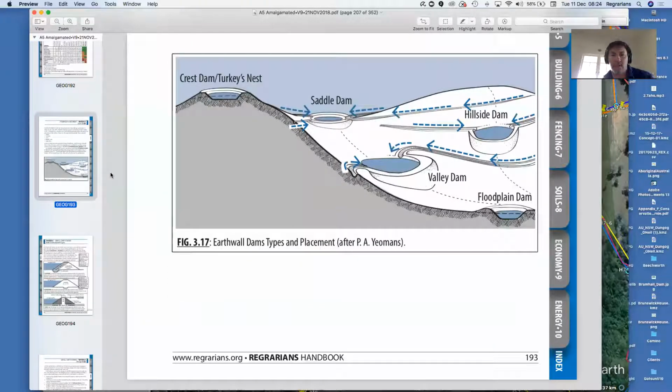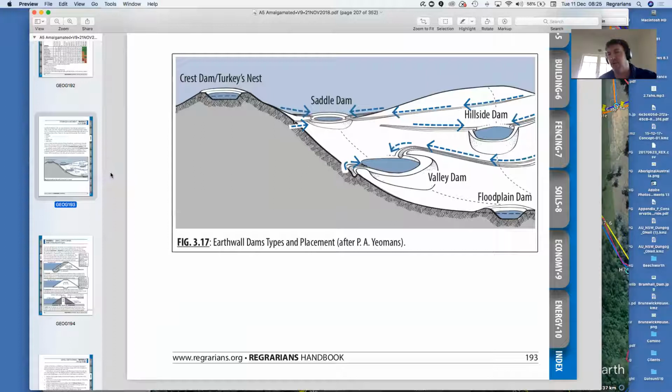Now, I'd like to look now at dams, because I know a lot of people will be interested in dams and how you build them and where you should put them and all of the rest of it. So we've got a diagram here which looks at the main different kinds of dam structures. Turkey nest, which is a non-catchment dam that you deliver water to typically. Saddle dams, which are found in the saddles of landscapes in between two crests.